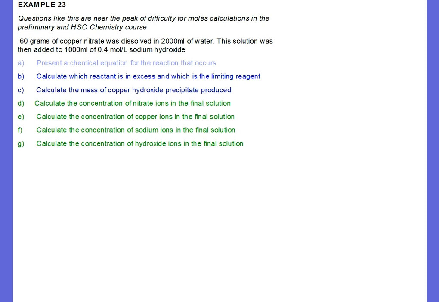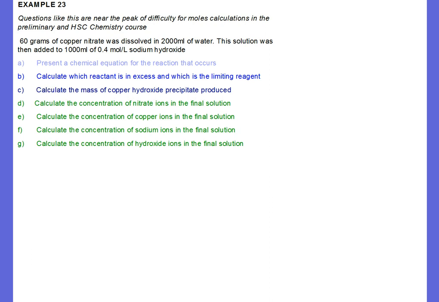Example 23 is a particularly challenging limiting excess question, sort of the peak challenge you'd get in a prelim or HSC question on limiting excess calculations. In this question we've got 60 grams of copper nitrate dissolved in 2,000 mL of water, and that solution was then added to 1,000 mL of 0.4 mole per liter sodium hydroxide. Now I recommend you read the question first fully, down to G, to give you some clues.